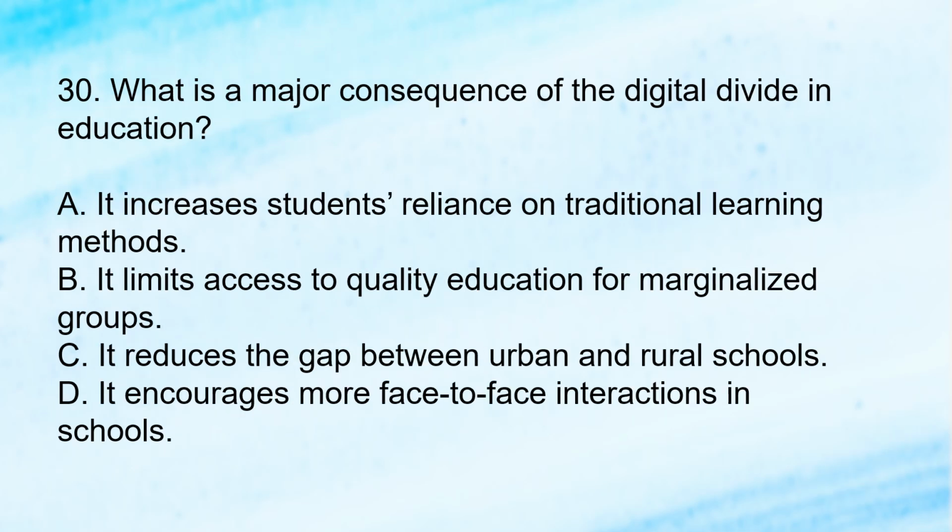Number 30. What is a major consequence of the digital divide in education? Letter A. It increases students' reliance on traditional learning methods. Letter B. It limits access to quality education for marginalized groups. Letter C. It reduces the gap between urban and rural schools. Or letter D. It encourages more face-to-face interactions in schools.